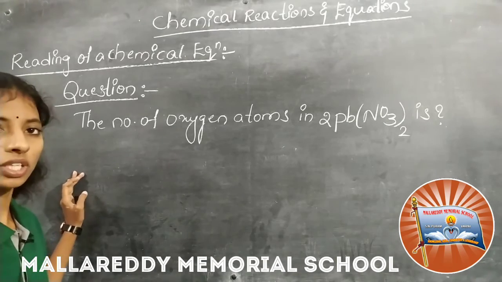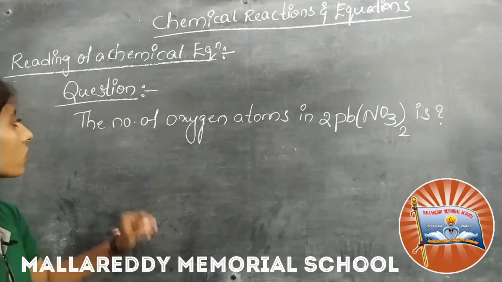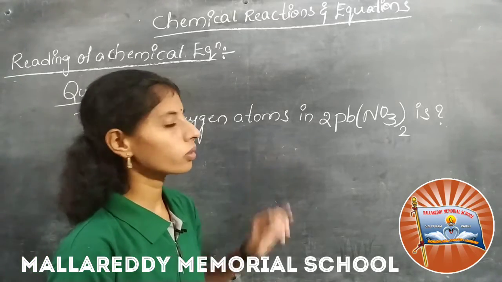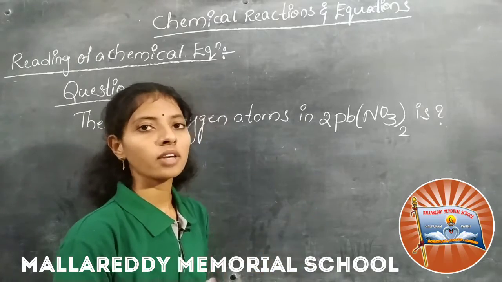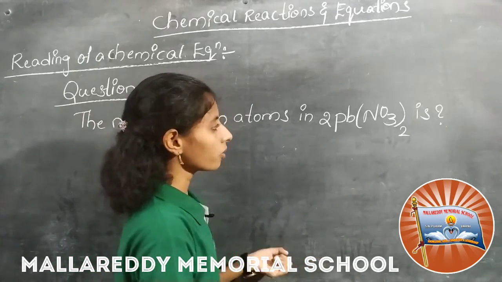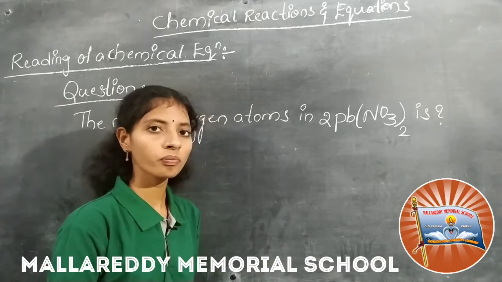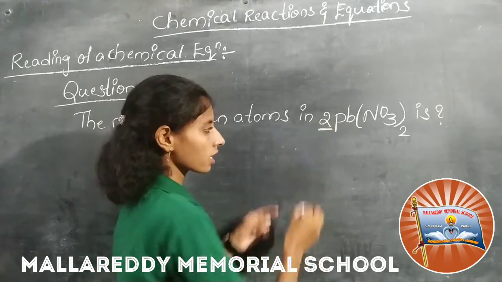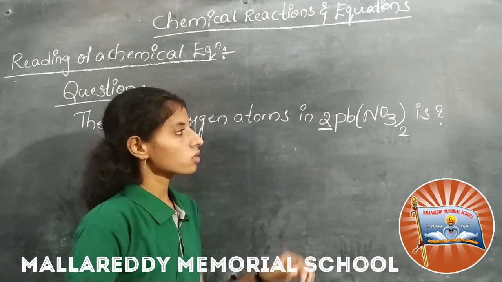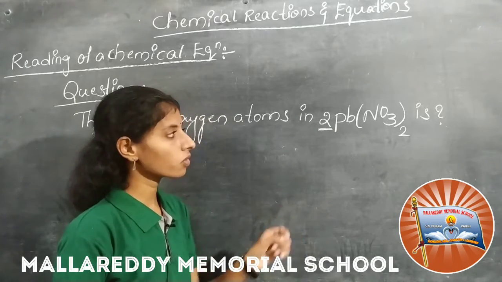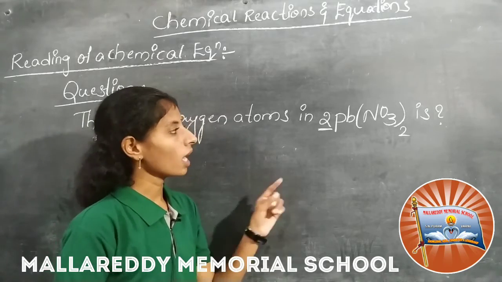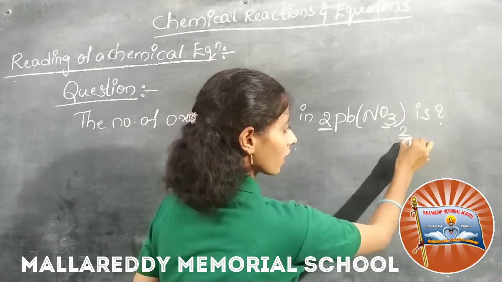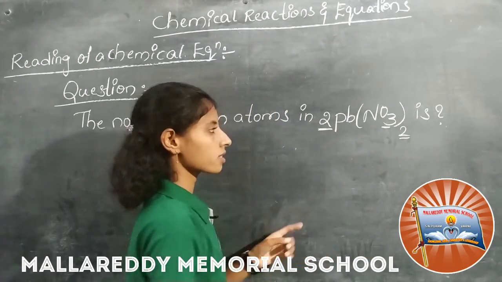Now here we have one question. In this equation we have to calculate the number of oxygen atoms. So we know how to calculate the number of atoms in a given molecule. Here we have lead nitrate. How many molecules of lead nitrate are here? Here the number before it is 2. So that indicates 2 molecules of lead nitrate. Now how do we count the number of atoms in this? We know we have to multiply the coefficient with the subscript. Here we have 3 and here we have 2, and the coefficient is 2.